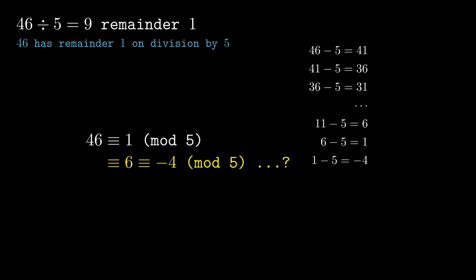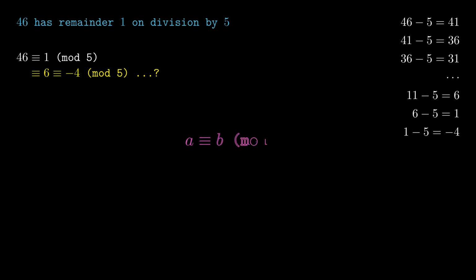Should we let this be true? Why should it be, based on our original definition? Well, to clear things up, here's a more formal definition. When we say A is congruent to B mod n, we mean the same thing as A minus B is divisible by n. So 46 is congruent to 6 mod 5 because 46 minus 6 is divisible by 5. Can you see why we can add and subtract any multiple of 5 now?